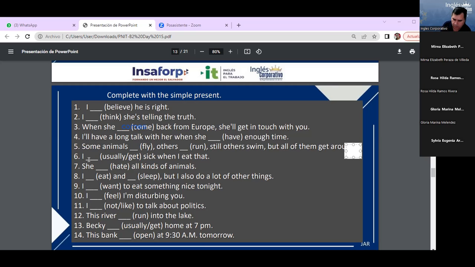Others run, still others swim. All of them get around. I usually get sick when I eat that. She hates all kinds of animals.